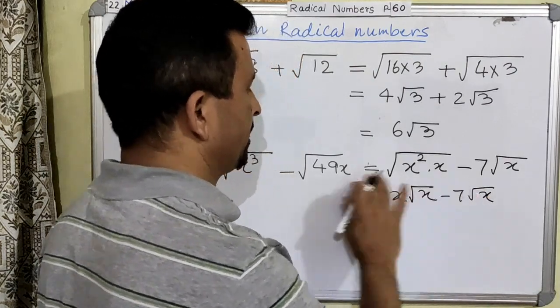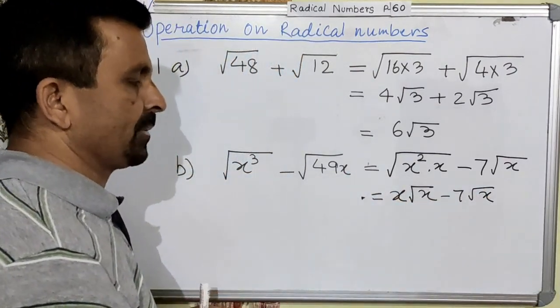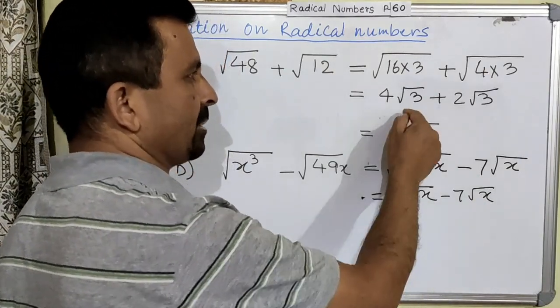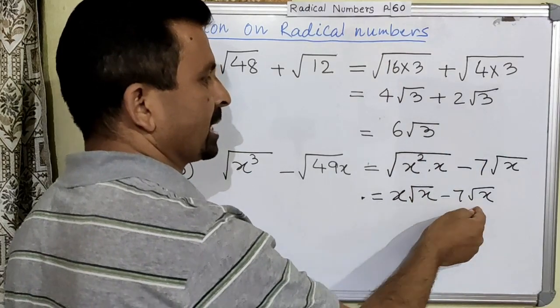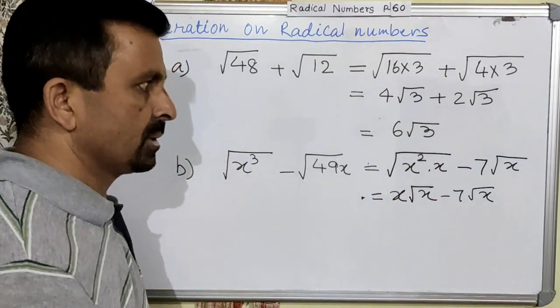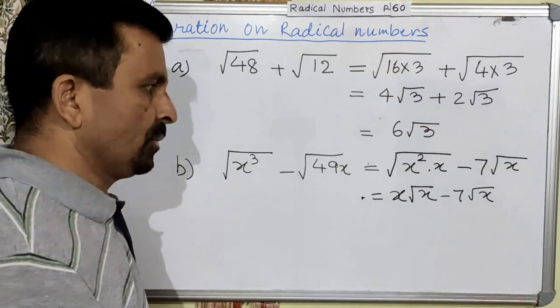Now you can see here, this is simplified. After this, they are like terms. Same like this, these are also like terms. But the problem here is their coefficients are such that we can't do much.